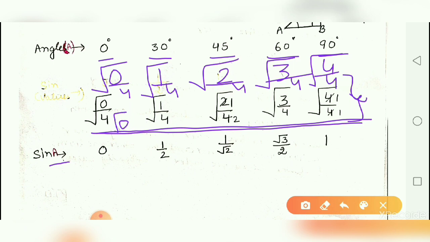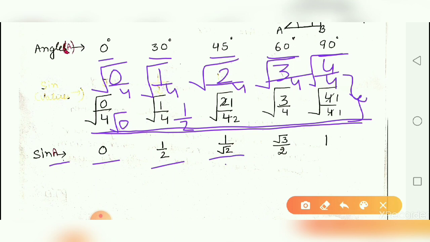So square root of 0 is 0. Here, if we solve the square root of 1 upon 4, this will be 1 upon 2. Here we have written. Here first we will do the cancelling. 2 and 4, this will become 1 upon 2. So square root of 1 upon 2 is 1 upon root 2.